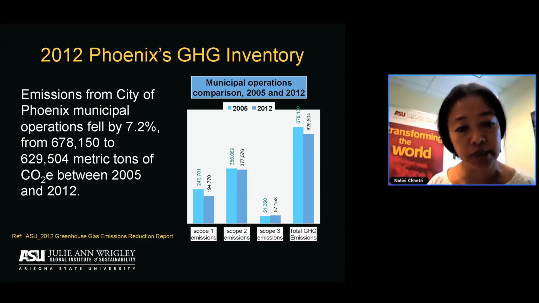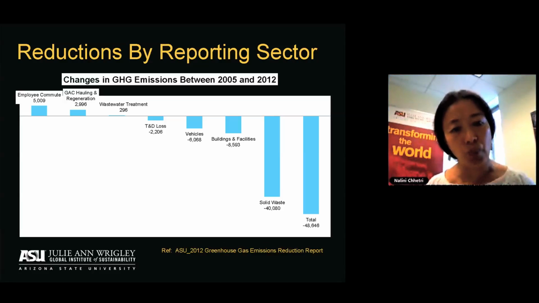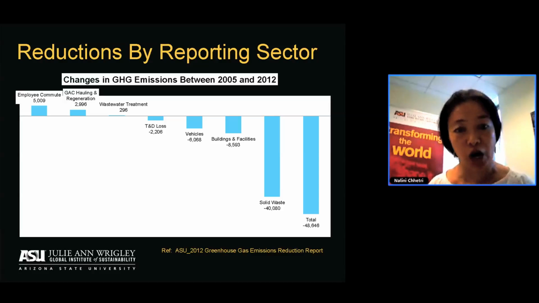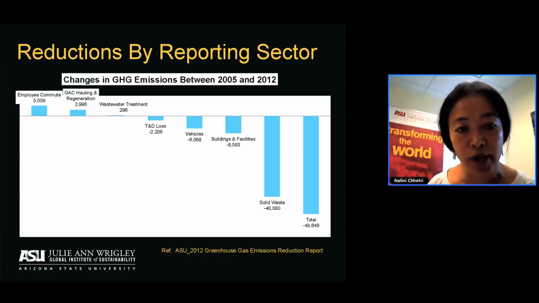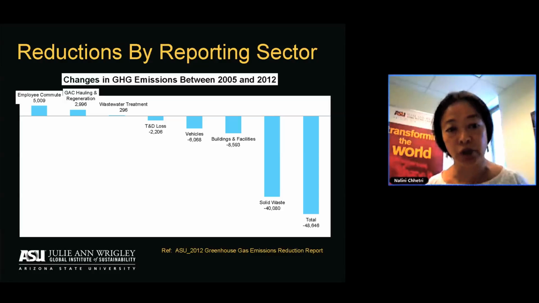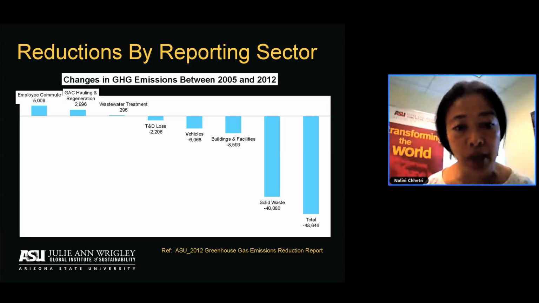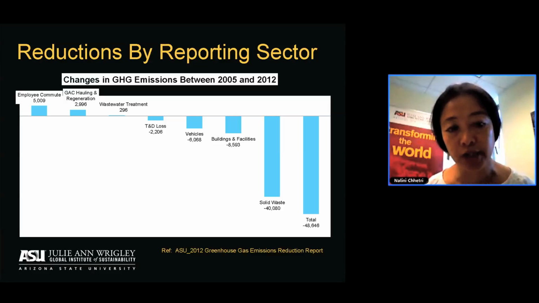Then the question was asked: which sectors did the best job in reducing their emissions? And as you can see, I hope this graph is clear to folks, the employee commute emissions actually went up, and the other category, hauling and regeneration, which was never counted in the original report, also went up. Everything else stayed the same. There was a correction on the eGRID factor, so the T&D loss was corrected, and we saw a reduction there.